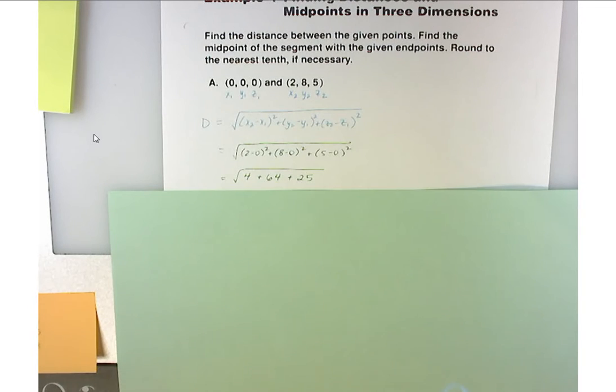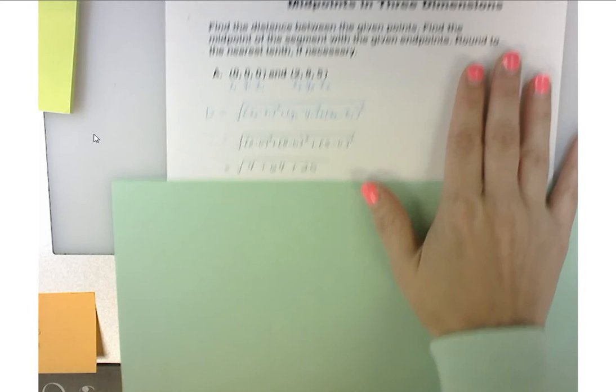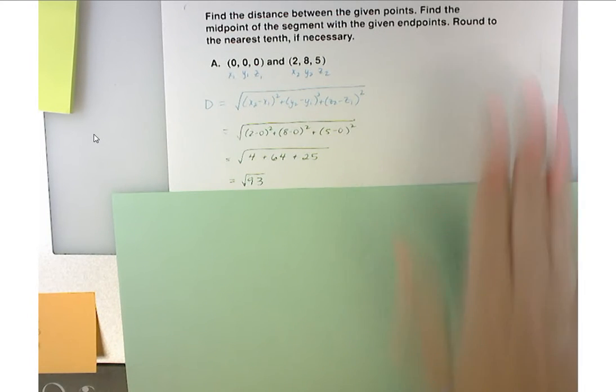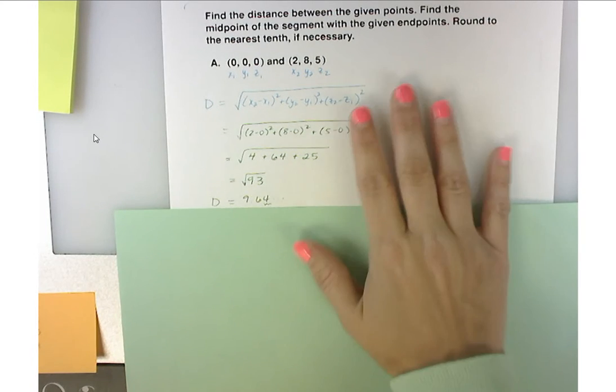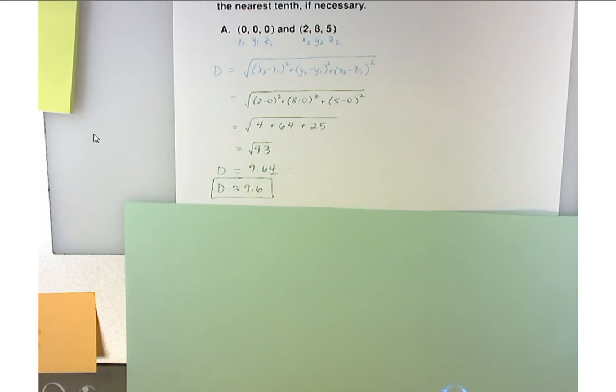Okay, so let's see how we did with the first one. So when you're subtracting, you'll end up getting 2 squared, 8 squared, and 5 squared. Okay, which will give you the square root of 93. Okay, and then it says round to the nearest tenth if necessary. Okay, so then it would be 9.6 for the distance. How'd that go? Good?